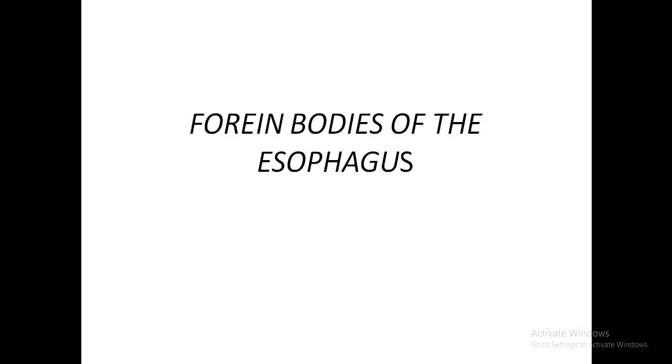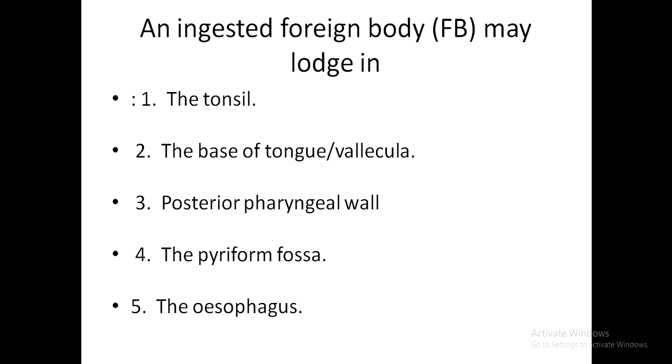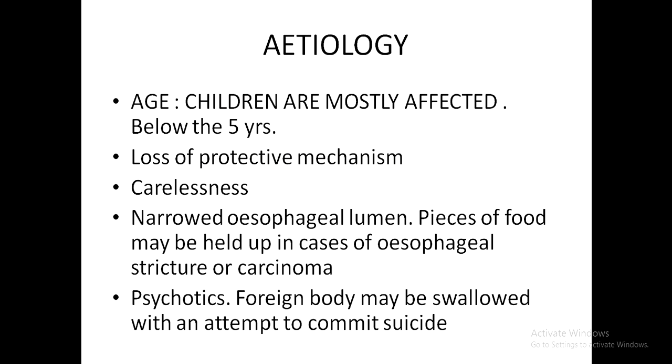Friends, today we are talking about foreign bodies of the esophagus. An ingested foreign body can lodge in areas like the tonsils, the base of the tongue or valleculae, the posterior pharyngeal wall, and the piriform fossa, and in the end it can be in the esophagus also. Main causes or etiology.